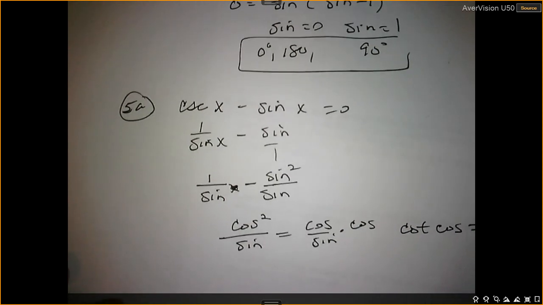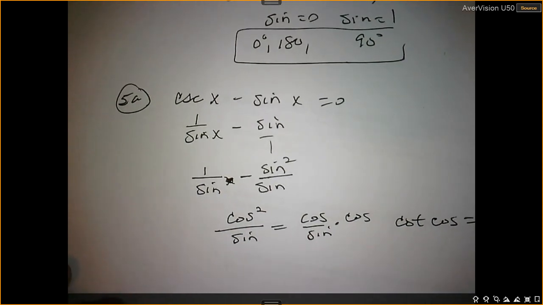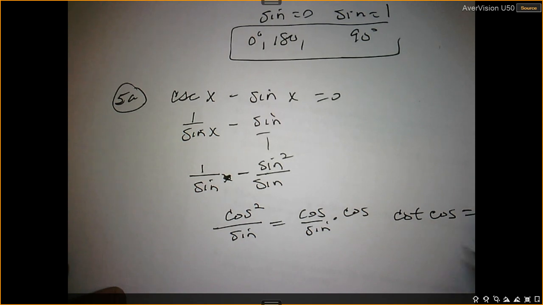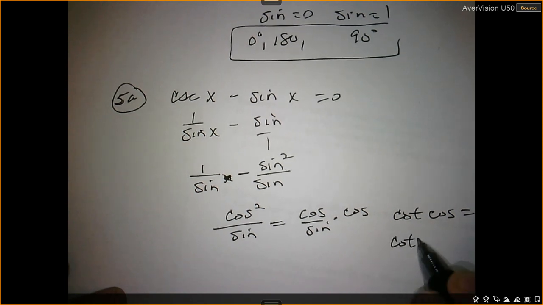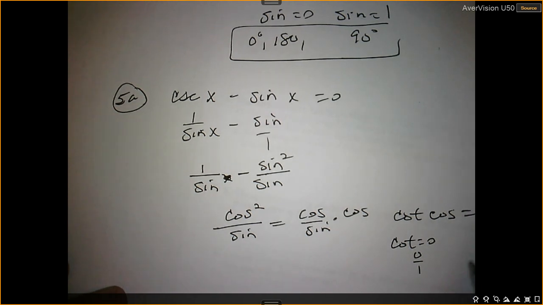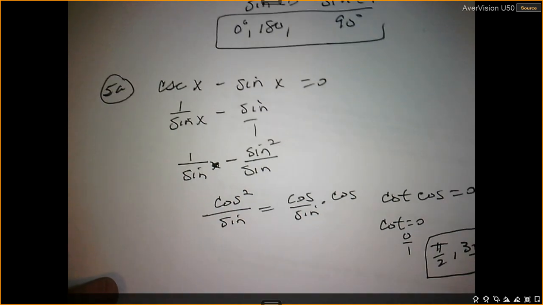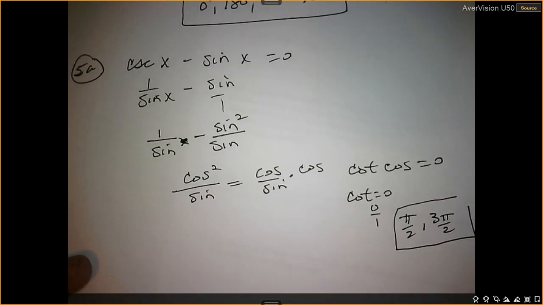And if you set each one equal to 0, it's actually the same thing, right? Because you want cotangent to be equal to 0, which would be 0 over 1, which would be at pi/2 and 3pi/2. And that happens to be the same place where cosine is 0. Cosine is also 0 at pi/2 and 3pi/2.